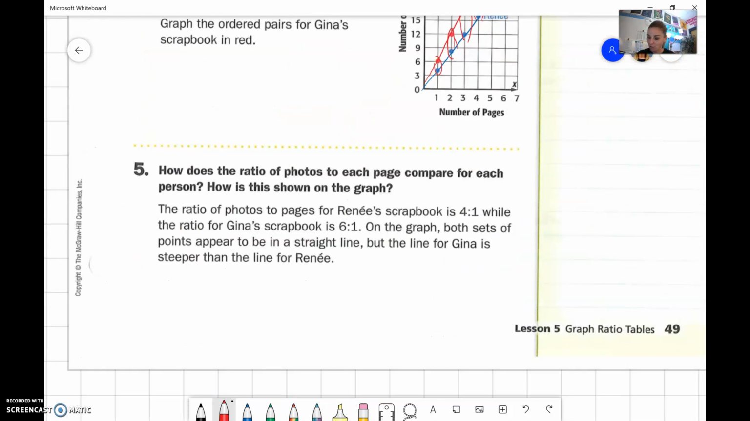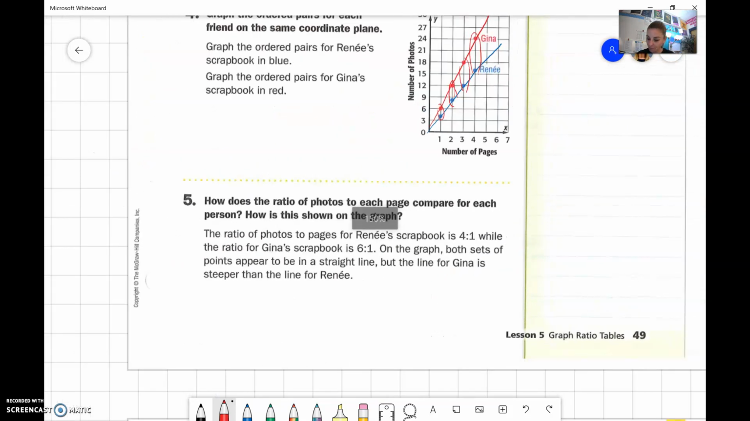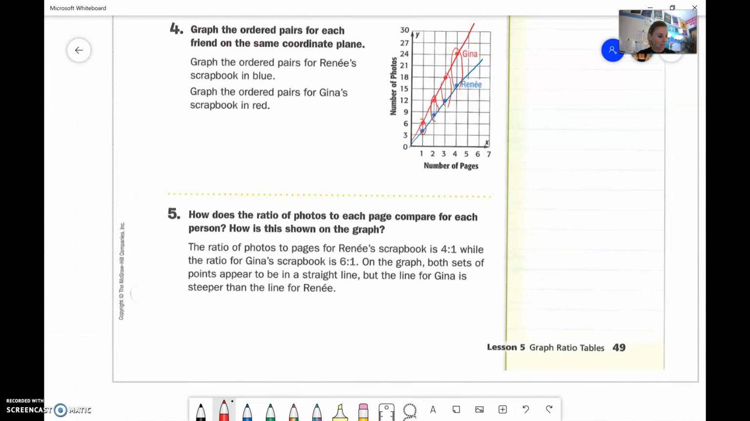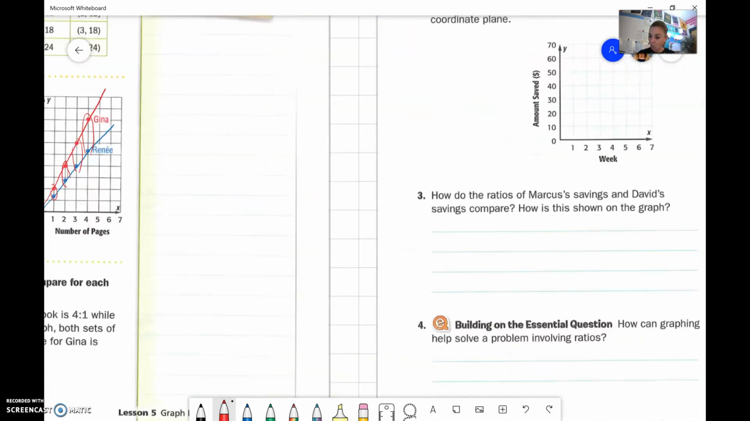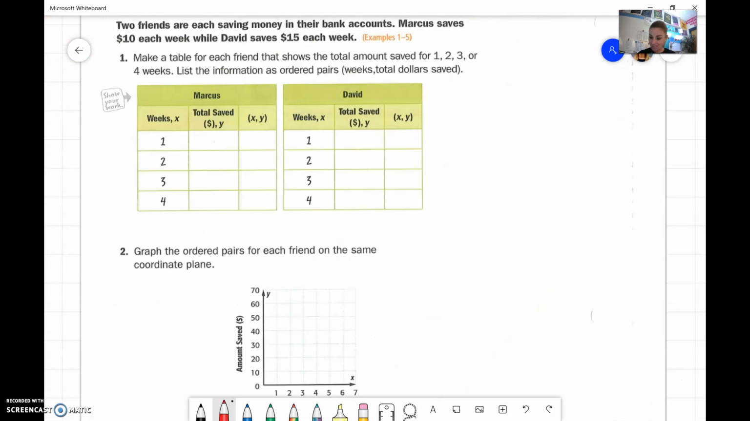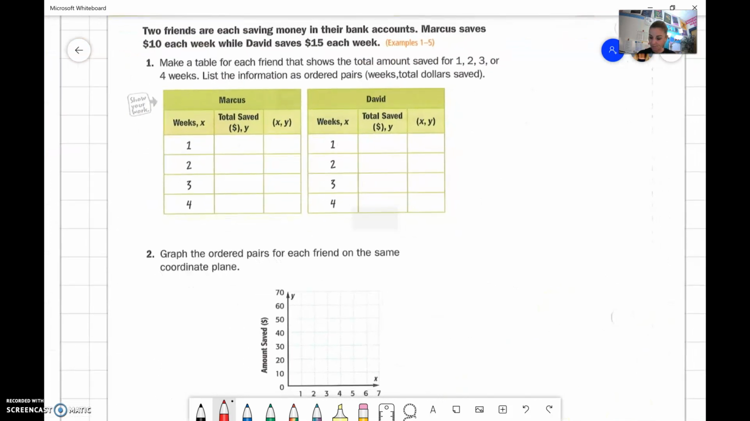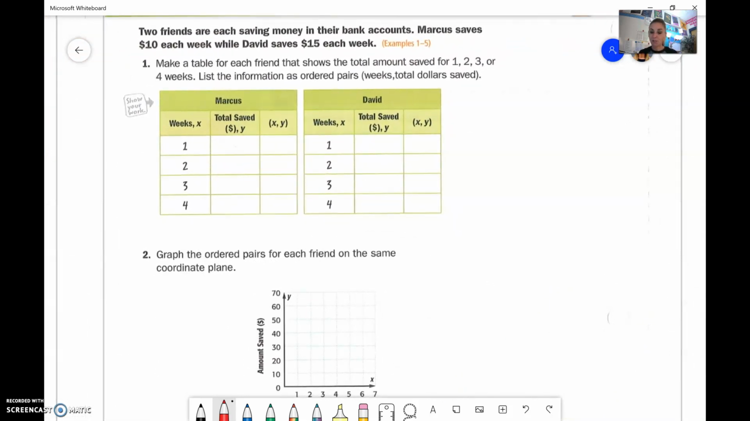All right, we're going to do how does it compare, which we talked about. We're going to do one practice problem together, and it's going to be right here. It says 2 friends are each saving money in their banks. Marcus saves $10 each week, and David saves $15 each week.